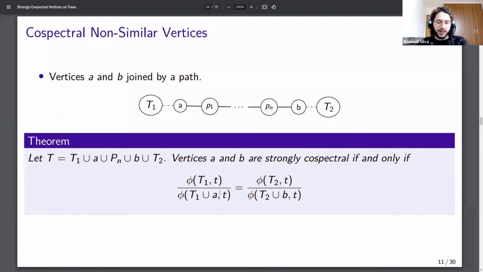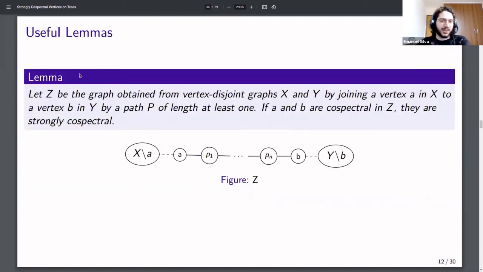An important thing about this is that it does not depend on the tree in the middle, or on the size of the path, for example, in this case. And the other important thing is that we don't need A and B to be similar. We just need to find the right choice of trees such that this ratio is equal to this ratio. And I'm just going to show this theorem here. But before showing it, I'm going to use two useful lemmas.